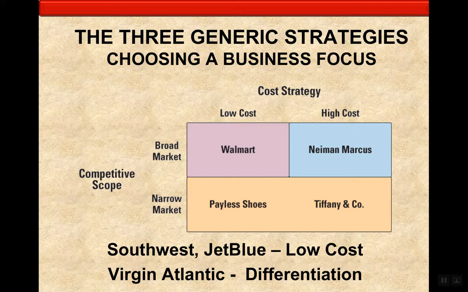So we'll talk around from a broad market. Walmart is particularly noteworthy for low cost. High cost is Neiman Marcus. Obviously, they aim at different markets. In a narrow market, Payless Shoes would be an example we would see in the retail space, and from the higher end, Tiffany. So there are different examples of how this gets applied.